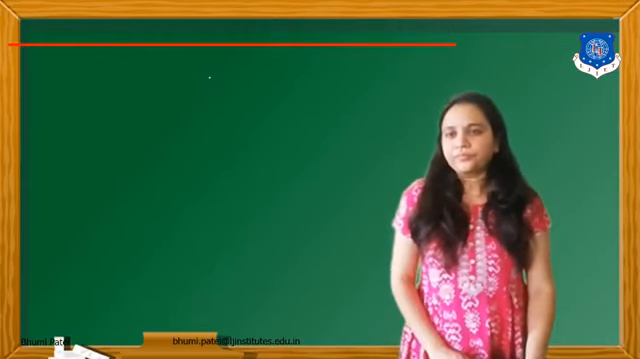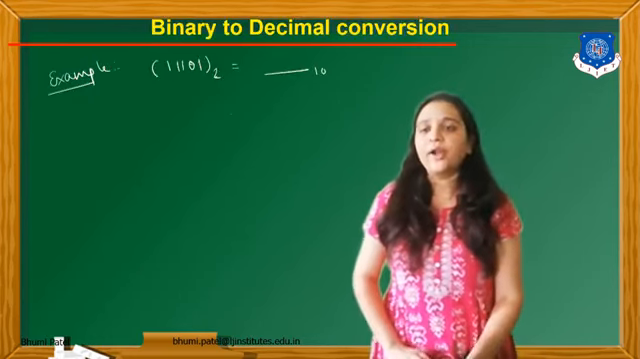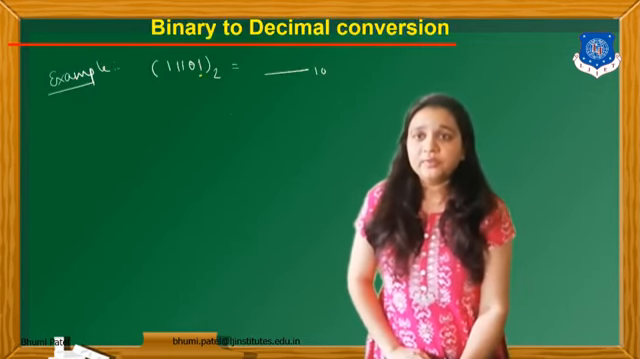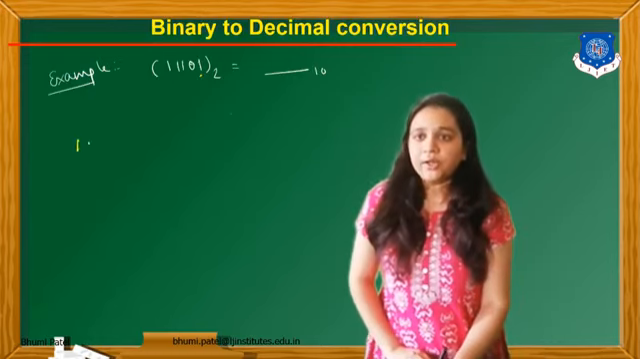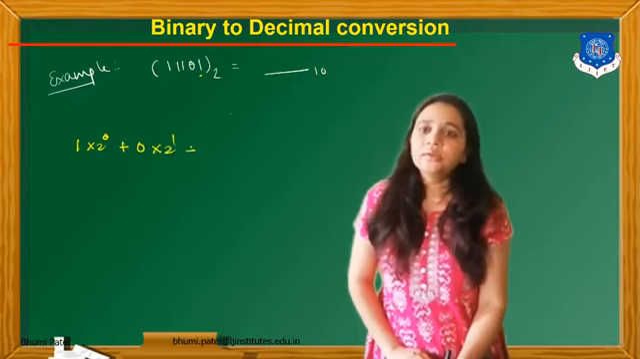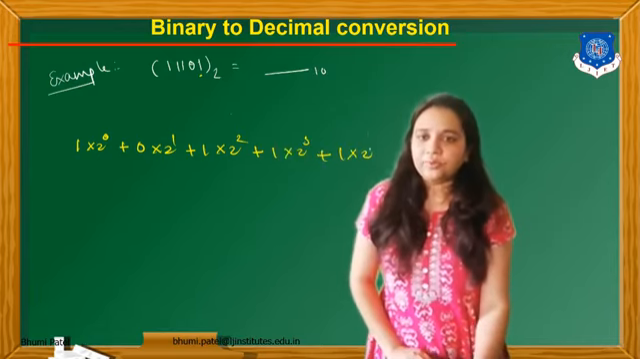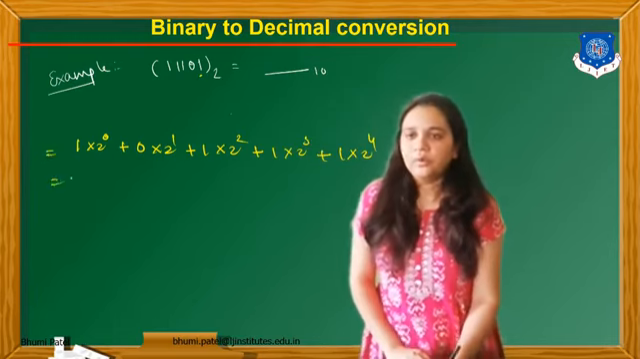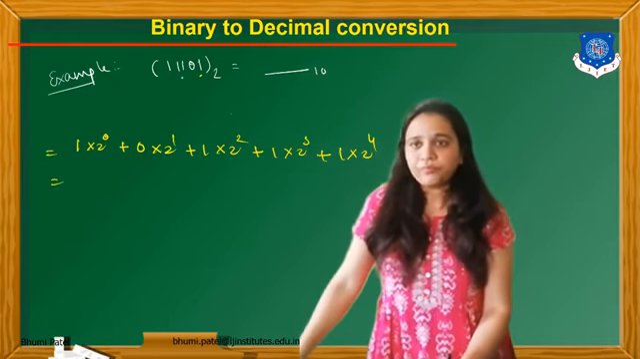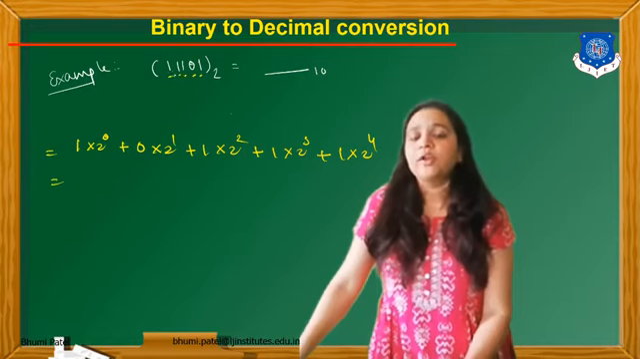Clear? Now you have to convert binary to decimal number. Okay, so for that you have to start from the left-hand side. So 1 into 2 raised to 0 plus 0 into 2 raised to 1 plus 1 into 2 raised to 2 plus 1 into 2 raised to 3 plus 1 into 2 raised to 4.